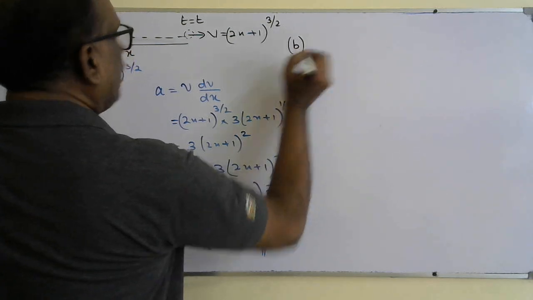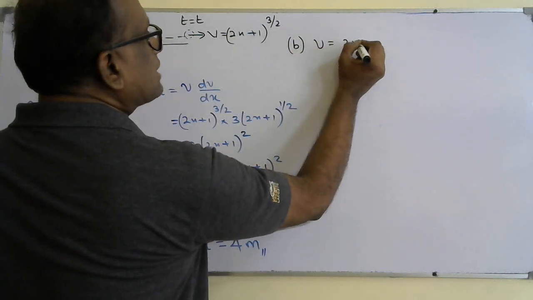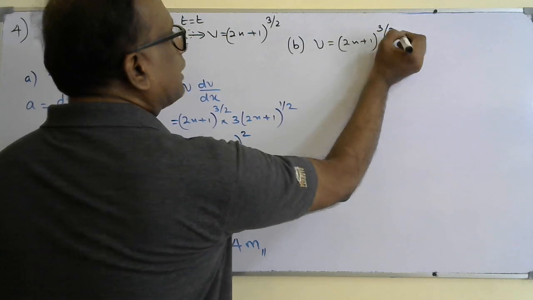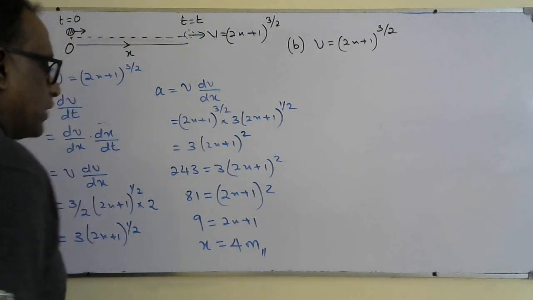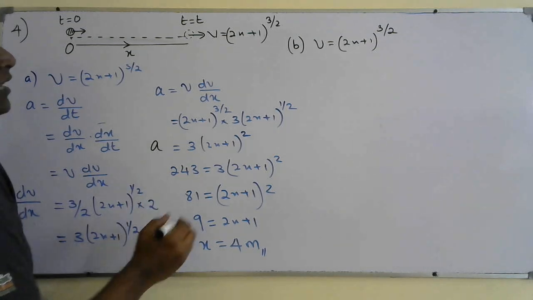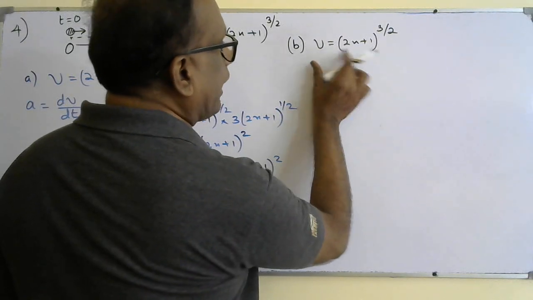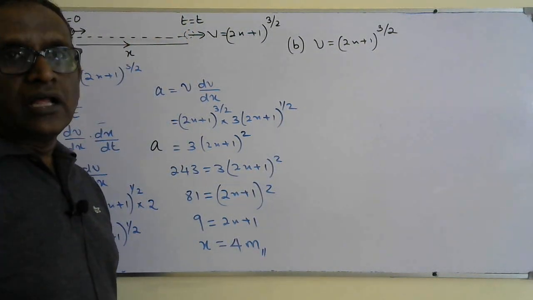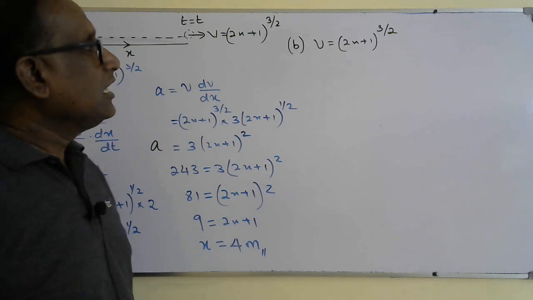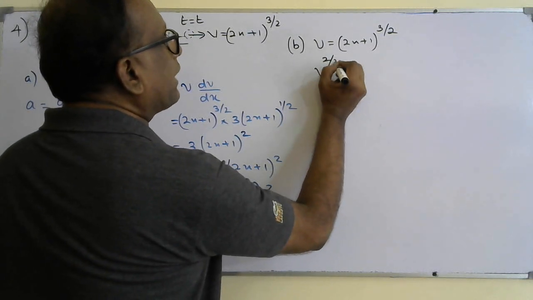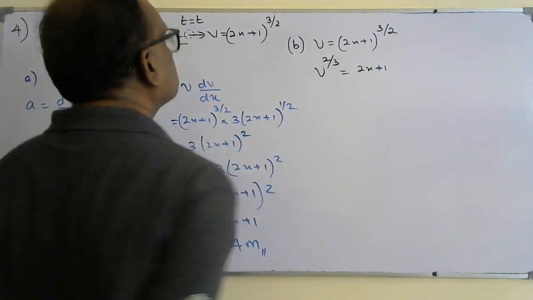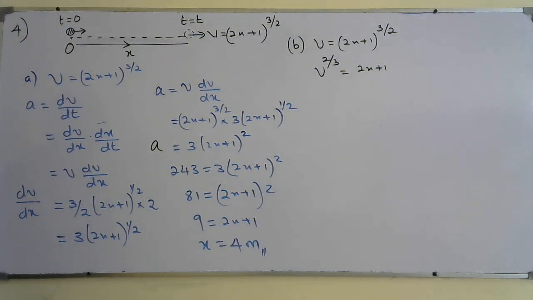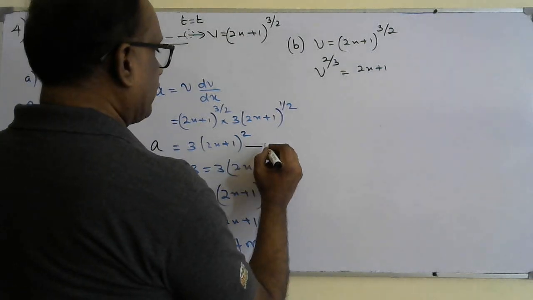For the b part, we know that v is equal to (2x plus 1) to the power 3 by 2. So how much will be 2x plus 1? If you square the whole equation, it becomes v squared equals (2x plus 1) cubed. Then take the cube root of it, and you get v to the power 2 by 3 is equal to 2x plus 1. Is it? V to the power 2 by 3 is equal to 2x plus 1. We'll take this as equation 1, which we used in the first part.